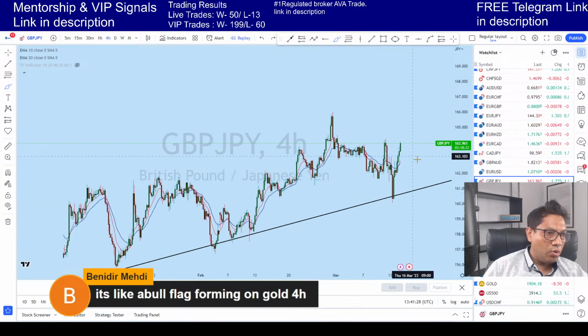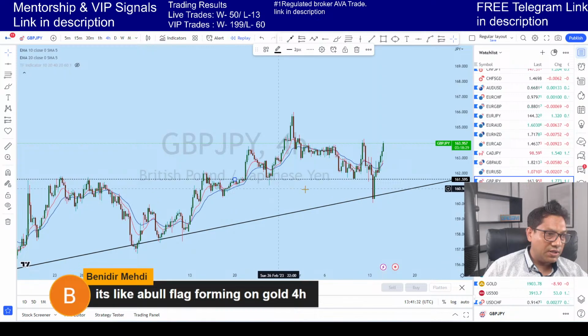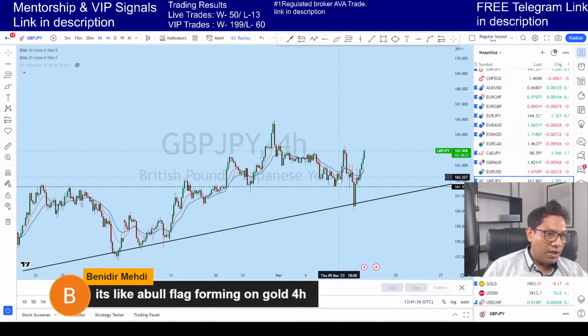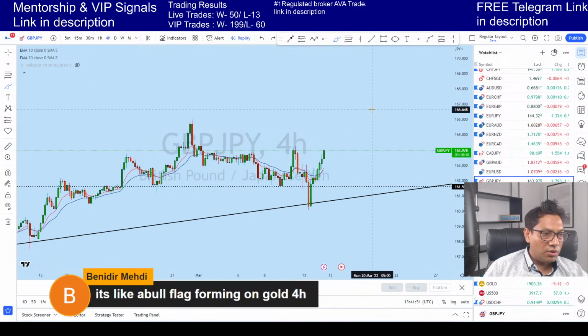Now with that liquidity gap, we see that the price respected this level of support here, which is turning resistance. Now from that level, we have seen the price grab liquidity, formed an inverted head and shoulder, and then has broken to the upside. So GJ is, for me, still bullish. Okay, let's see how it does.